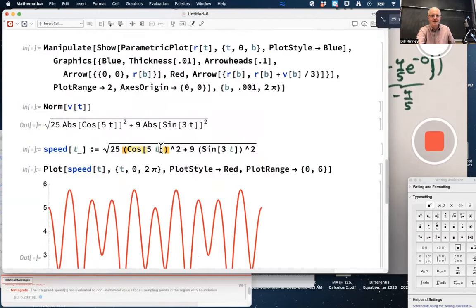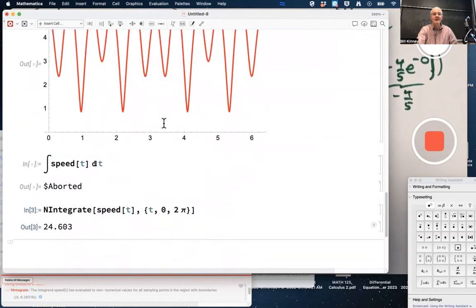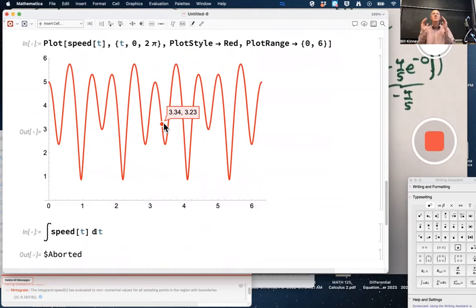Okay. Let's do this. I think we can get an answer. Here we go. Okay, bigger than 18, 24.6 would be the distance traveled. That's the approximate area under this curve. So the principles, the ideas, the concepts still hold. You just can't do the symbolic stuff.